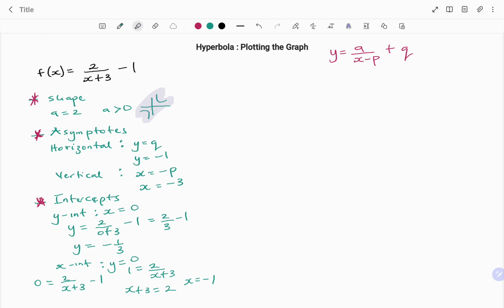Thus, so far, we've been able to get the shape of our graph. We've been able to find our horizontal asymptote, that's y equals minus 1.